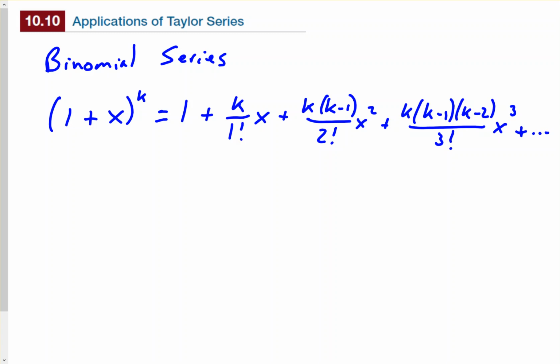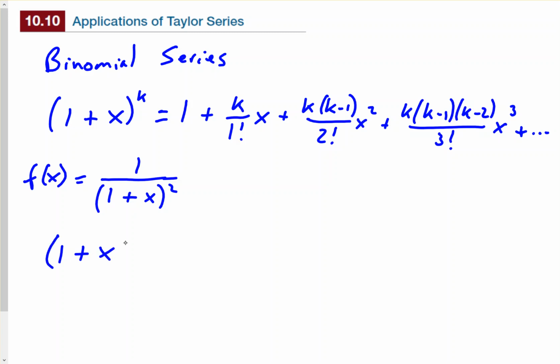So let's take a look at the problem. We have a function equal to 1 over 1 plus x squared, and we want to write this as a power series. First of all, we want to write this in the form of a binomial series. We could say that we have 1 plus x raised to the negative 2 power, so that basically tells me that k is equal to negative 2.